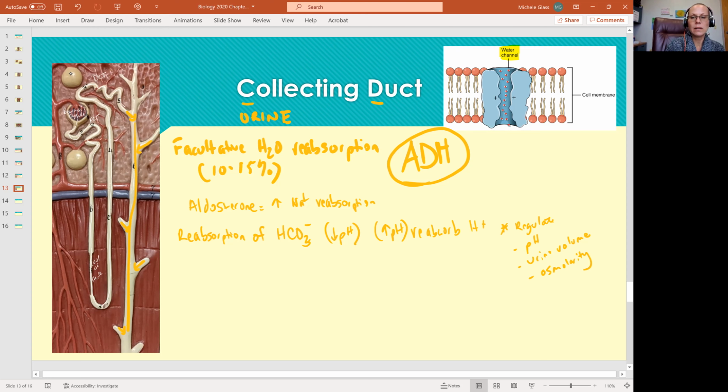So when we talk about the collecting duct, it's important in helping to regulate the pH. It's important in helping to regulate urine volume. It's important in helping to regulate osmolarity. We will see again that the fluid here is called urine, and from here it's moving into the papillary duct. All right. So that actually completes us in our discussion of like how urine is being formed and what's happening at each section of the nephron.